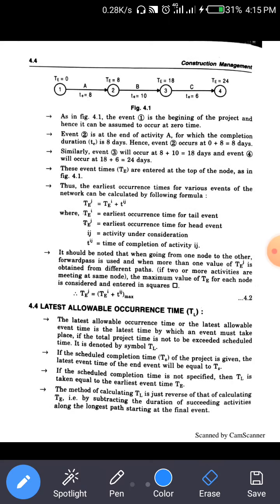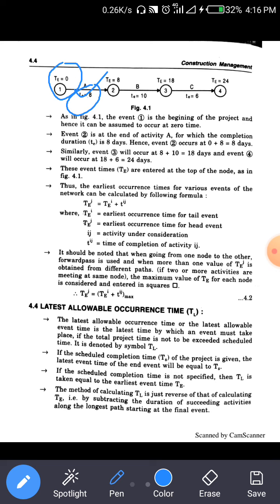Now here, what is TE? TE starts from zero. One of the smallest examples is here. In this figure we write 0 for T, from the starting or beginning of the project, assuming that the occurrence time is time 0. Here, TE is the expected time to complete activity A, t is equal to 8.